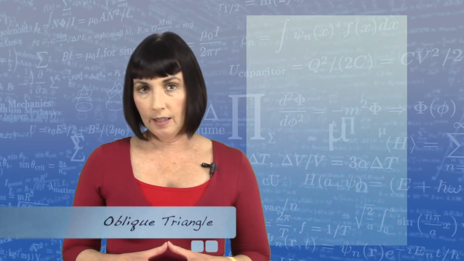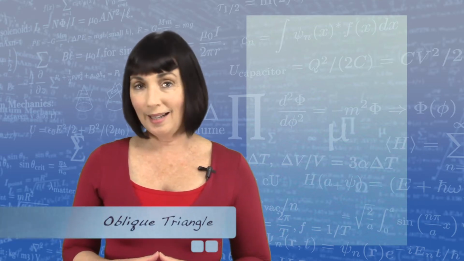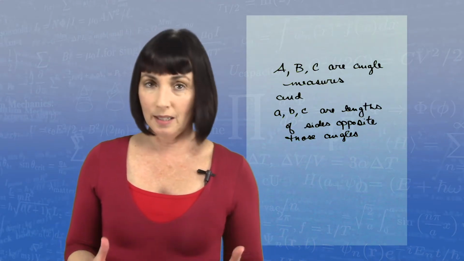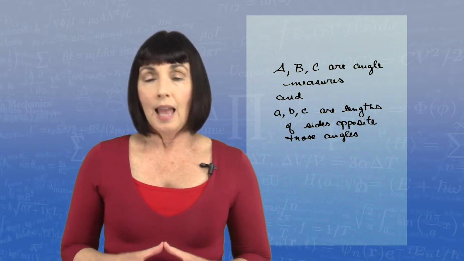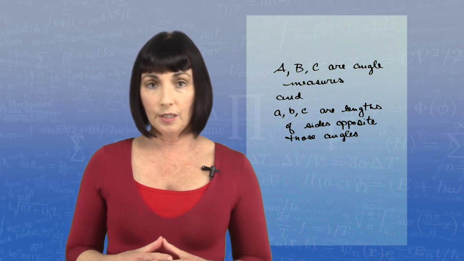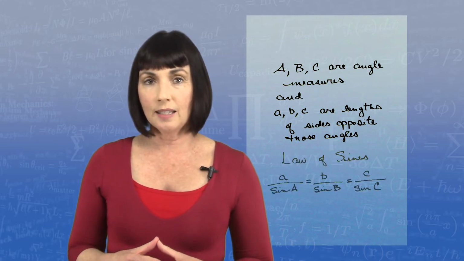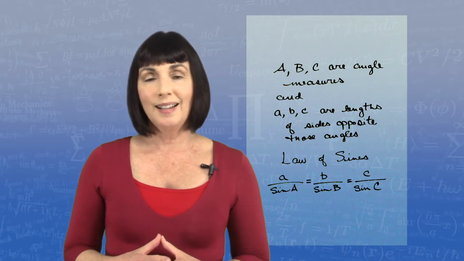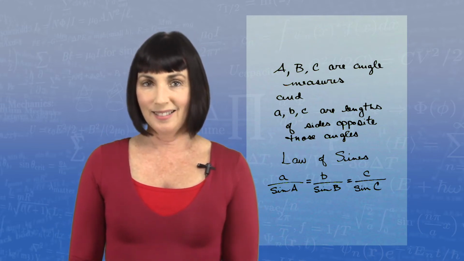An oblique triangle is any triangle that doesn't have a right angle in it. We can use the law of sines for an oblique triangle if we know two angles and a side, or two sides and an angle opposite one of those sides. So here it is. Where capital ABC are angle measures and lowercase abc are the side lengths opposite those angles, the law of sines says that a over sine A equals b over sine B equals c over sine C.